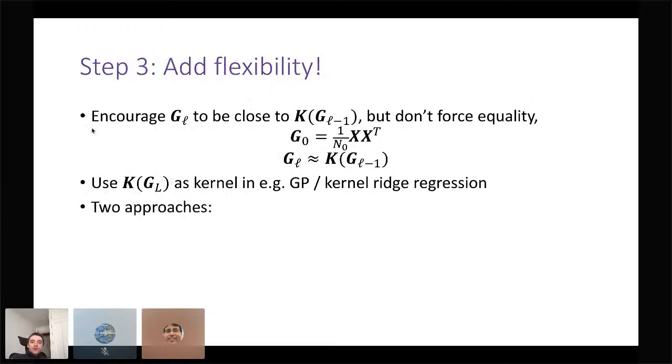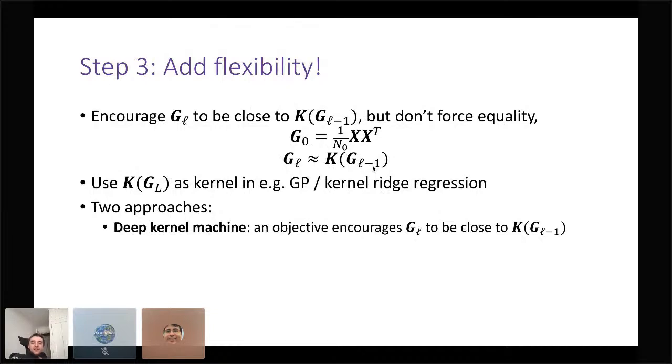So there are 2 approaches then to getting this close to, but not quite the same as, relationship. So the first is a deep kernel machine. In a deep kernel machine, we write down an objective, sort of like a regularizer, that encourages that gram matrix at the next layer to be close to the kernel function applied to the gram matrix at the previous layer, but doesn't require them to be exactly the same.